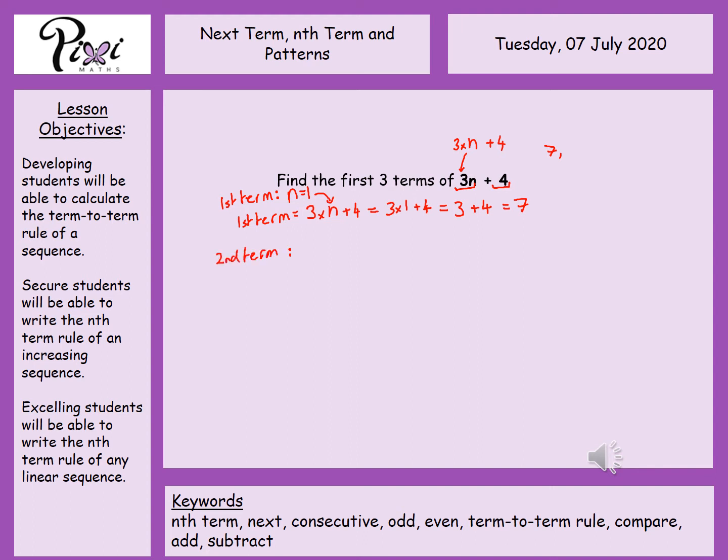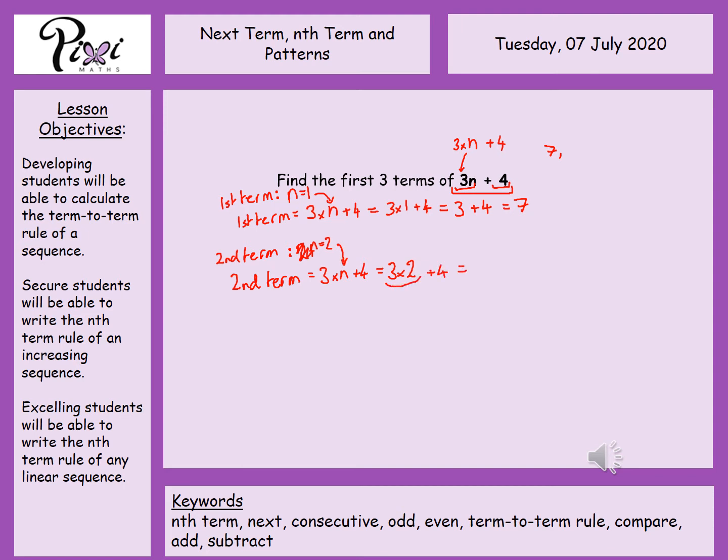So for the second position, that tells us n equals 2, because we're at position 2 in the sequence. So second term, that is going to be 3 times n plus 4. This is our formula from up here, so that tells us what the sequence is. So we're going to do 3 times 2, because we're at n equals 2 now, plus 4.